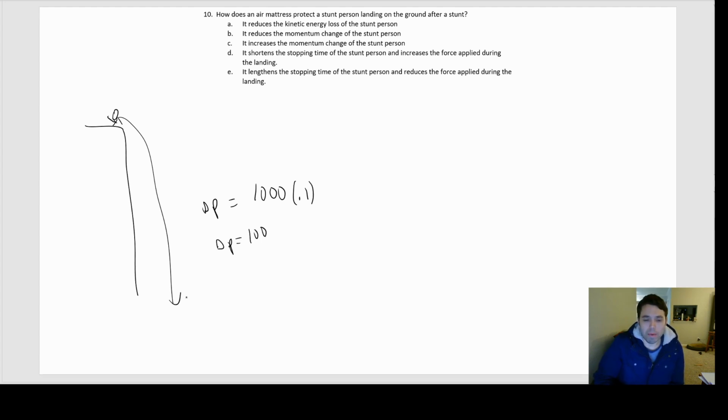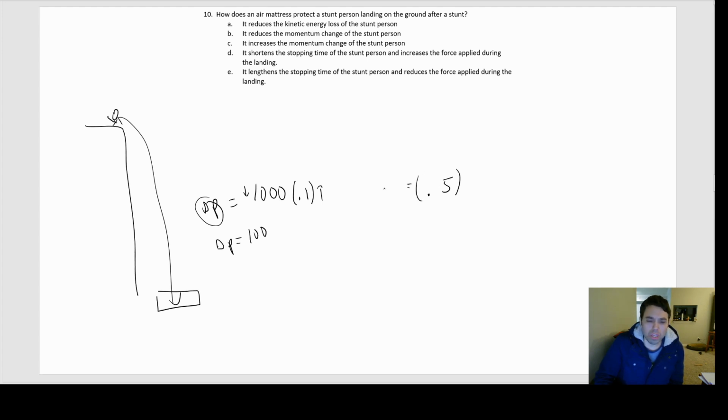Now, if you do land on a mattress or whatever, right, to cushion your blow, now you have a mattress. The time goes up, the force goes down, but the delta P remains the same. It's the same impulse, right? You're still going from whatever velocity you had to no velocity, right? You still come to a rest because you hit the ground, right? You just come to a rest over a little bit longer time because you got that extra cushion to pad your landing on the mattress. So let's say the time goes from 0.1 to 0.5. Well, 0.5 instead of 0.1.